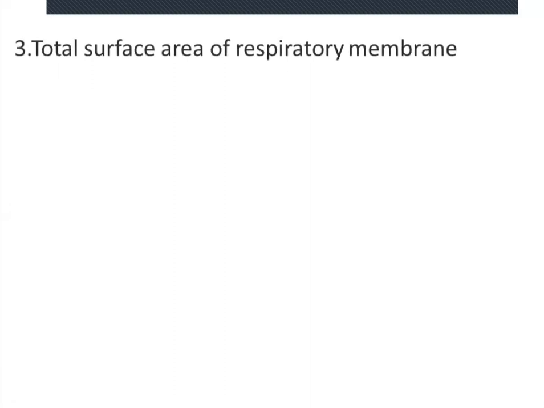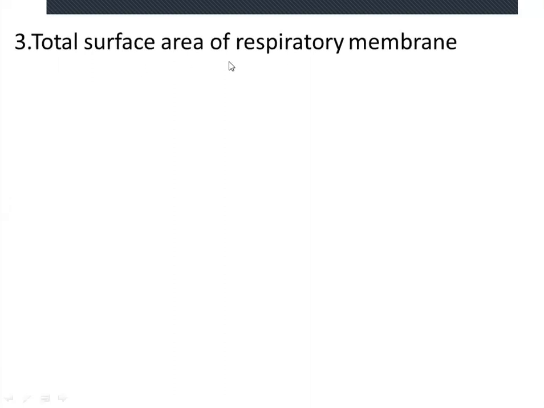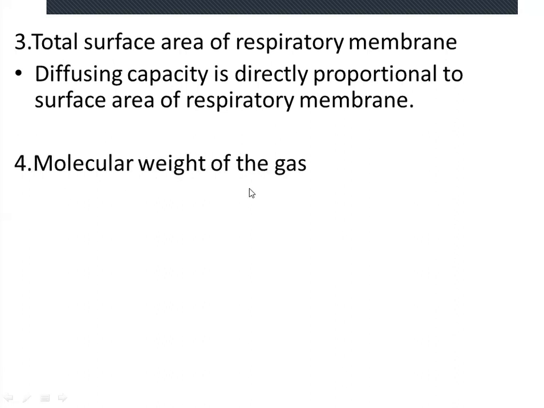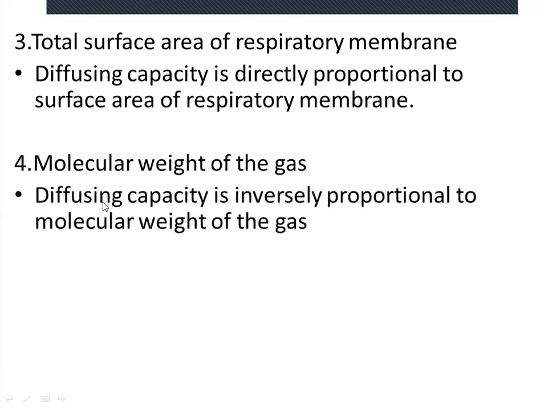Then we will see the total surface area of the respiratory membrane. The diffusing capacity is directly proportional to the surface area of the respiratory membrane, right? If the respiratory membrane area increases, the diffusing capacity increases. The next one is the molecular weight of the gas. The diffusing capacity is inversely proportional to the molecular weight of the gas. If the molecular weight increases, the diffusing capacity decreases.